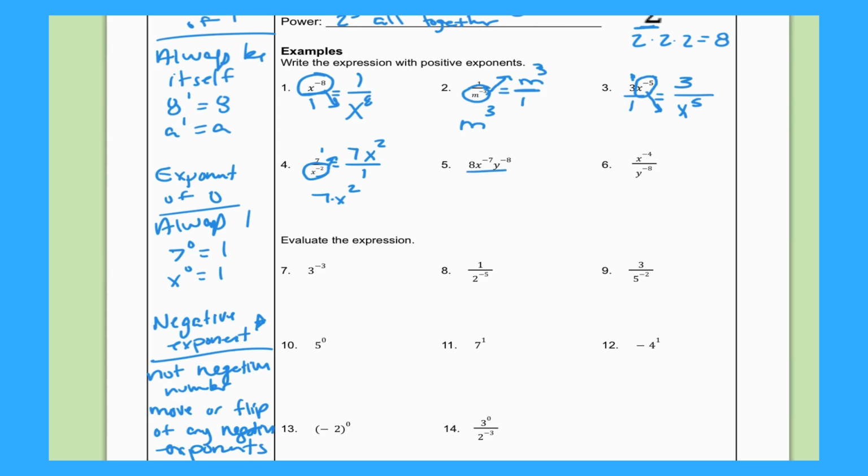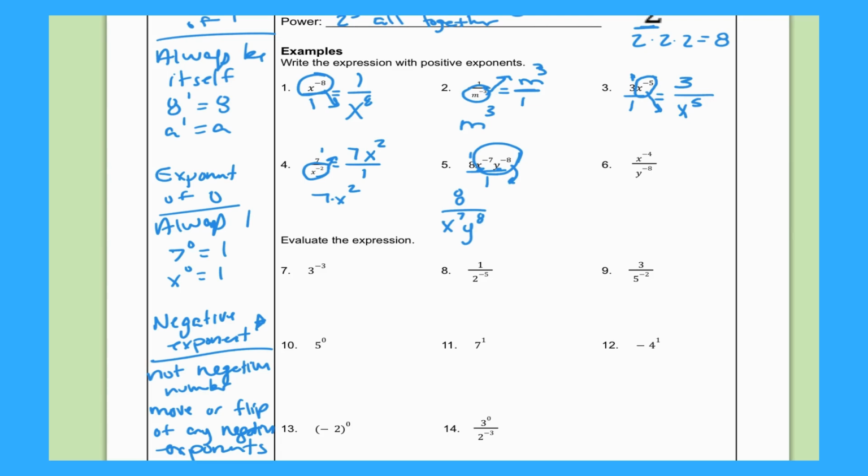Number 5, think of it as a fraction. The 8 has a positive exponent, which means it can stay in the numerator where it's at. But both the x and the y have negative exponents. That means both of those need to move. They're up right now, so they need to move down. So the x ends up in the denominator to the positive, and the y ends up in the denominator now to the positive 8.